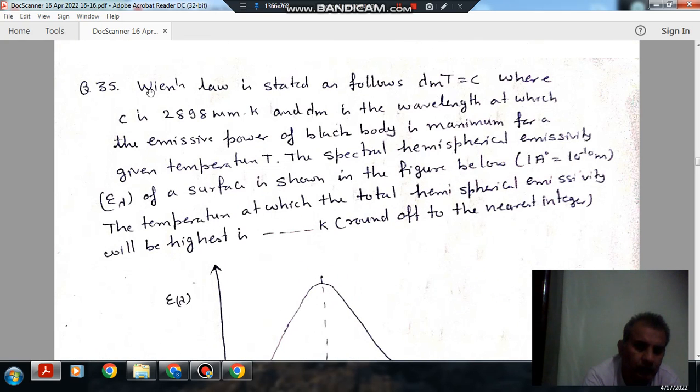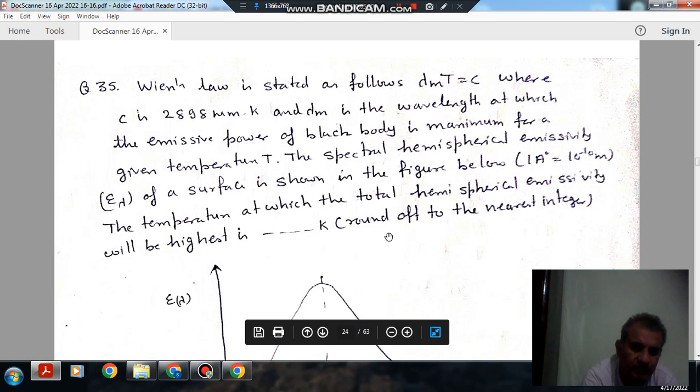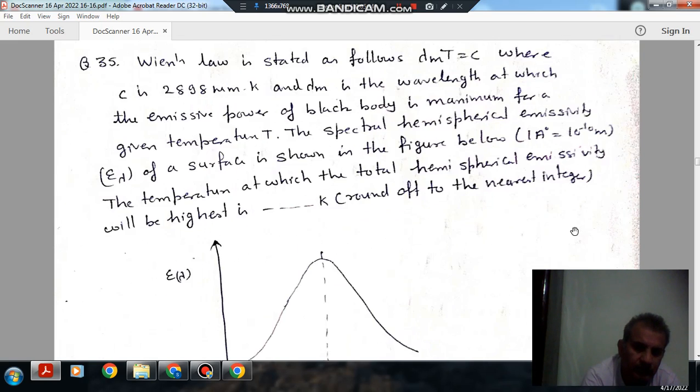Next, Wien's law is stated as follows: lambda m T is equal to C, where C is 2898 micrometer Kelvin, and lambda m is the wavelength at which the emissive power of the black body is maximum for a given temperature T. The spectral hemispherical emissivity epsilon lambda of a surface is shown in the figure below. 1 angstrom is equal to 10 to the minus 10 meter. The temperature at which the total hemispherical emissivity will be highest is dash Kelvin, rounded to the nearest integer.